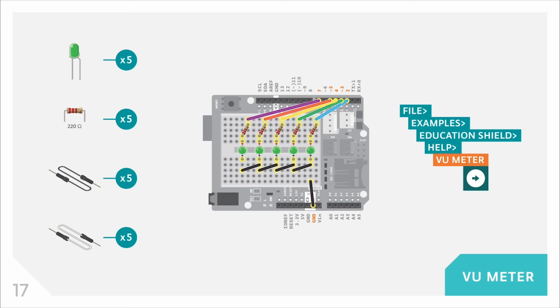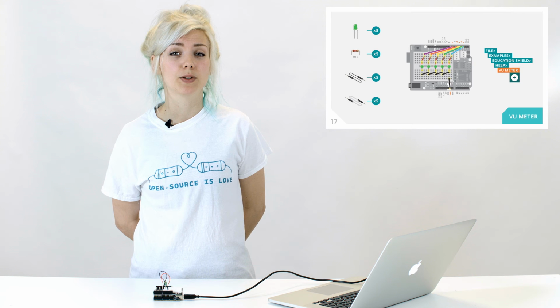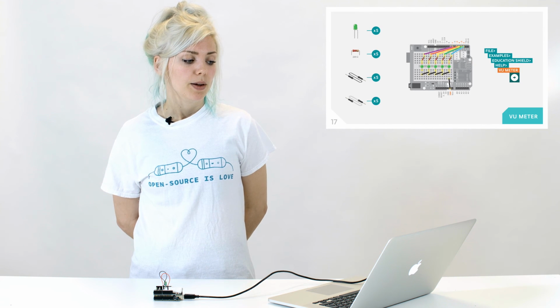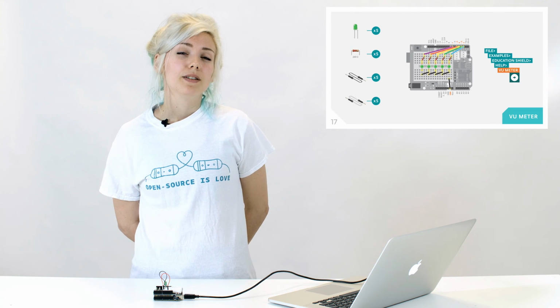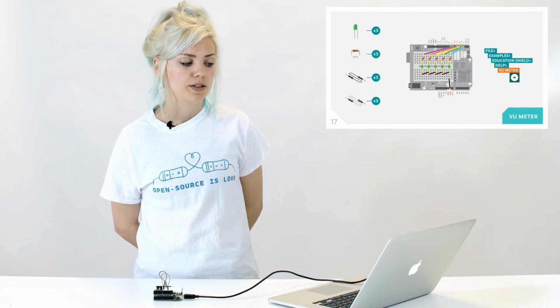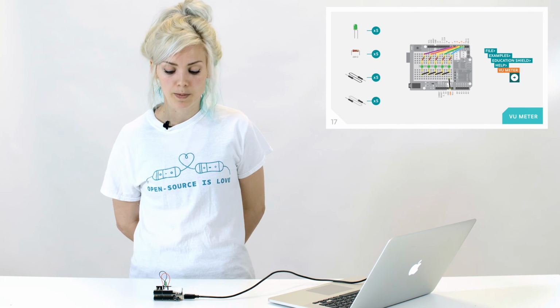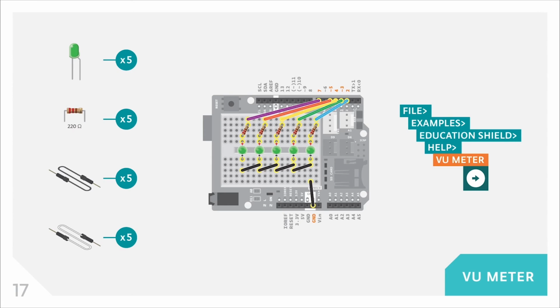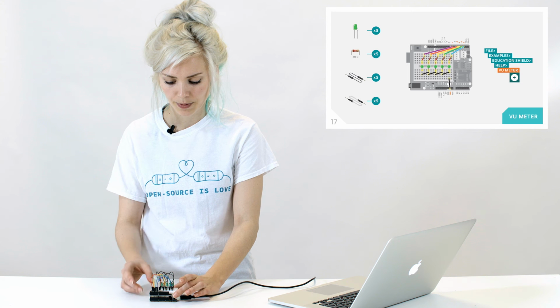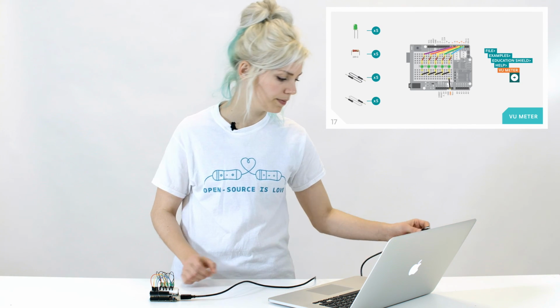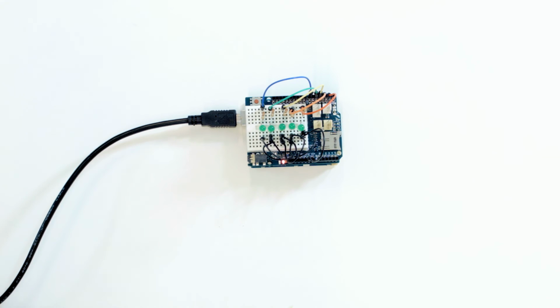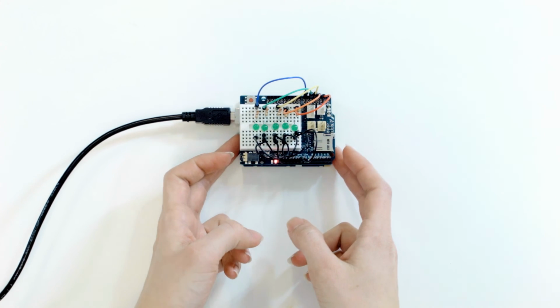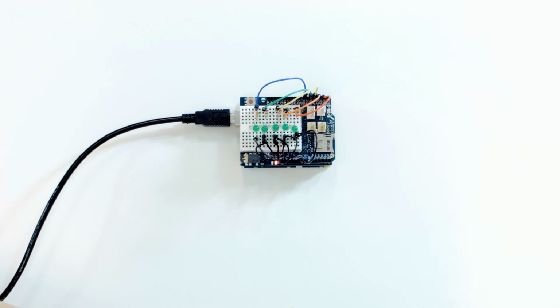So one LED can be kind of fun, but what's even more fun is 5 LEDs, for instance. So that's what we're going to try next. We're going to demonstrate the VooMeter example that you can find in the education shield, but first we need to connect 4 more LEDs onto this breadboard. So once you have your 5 LEDs plugged in, you can just upload the code through File, Examples, Education Shield, and Help and VooMeter.